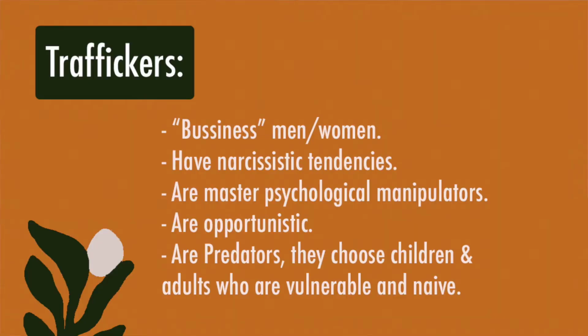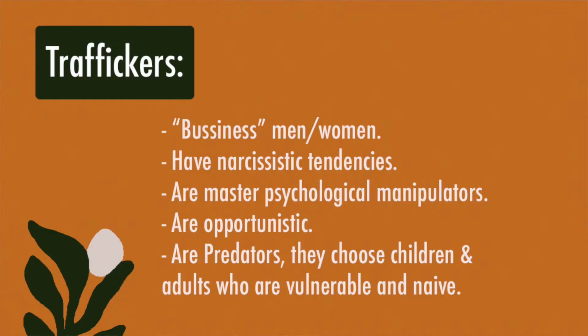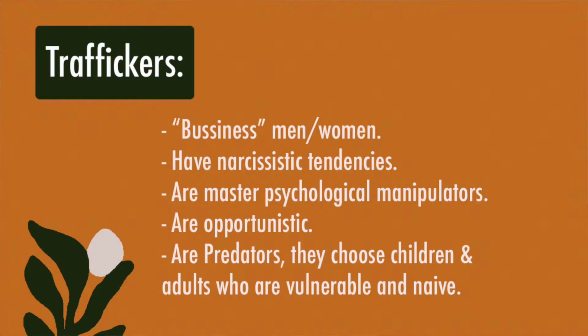They are master psychological manipulators. They know exactly what to say and exactly what to do in each situation, and they will take their time to do so. They are opportunistic. They will sweep in any moment, in any setting, to come and catch their victims off guard and implant in them the thought that this is what they want to do. They are predators because they choose children, and they choose children because they can be vulnerable and naive, and they know that. They exploit the dreams of children by promising love, family, wealth, gifts, and freedom.